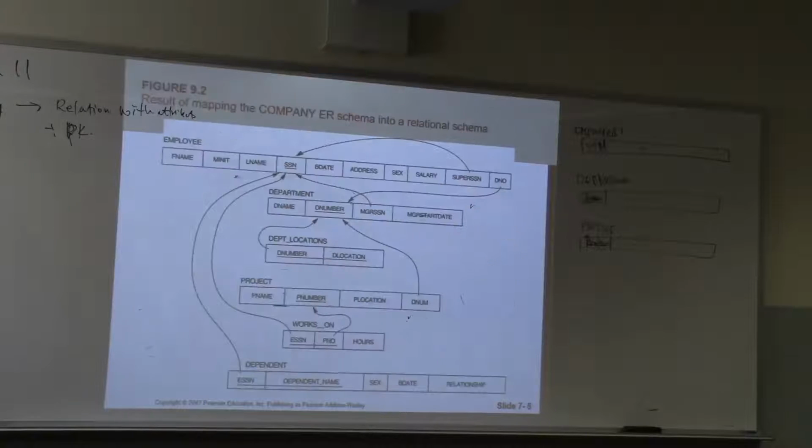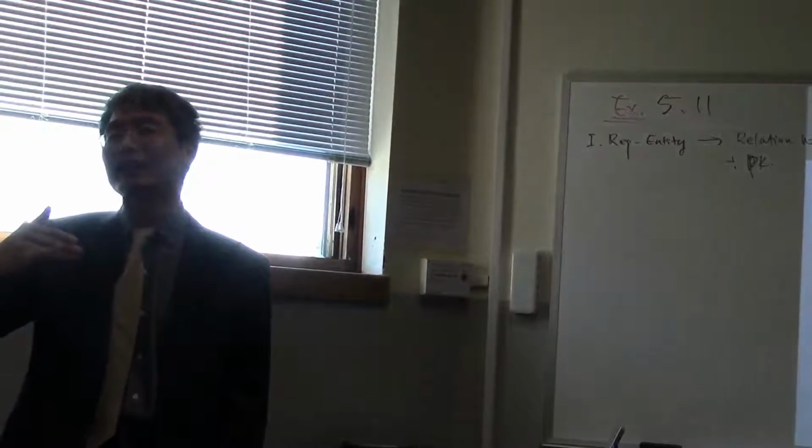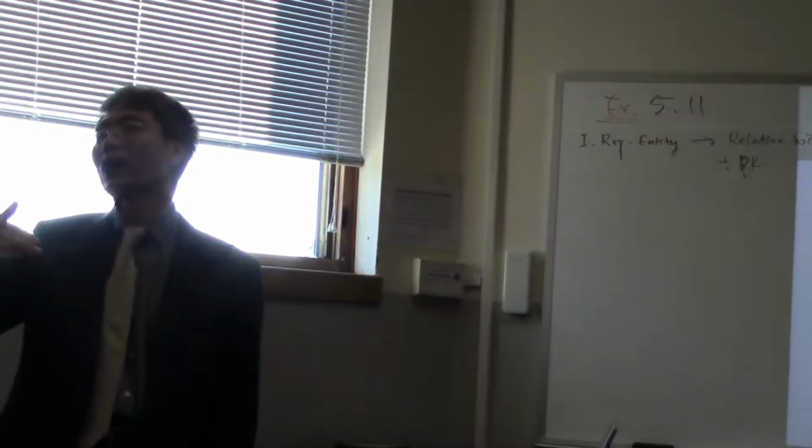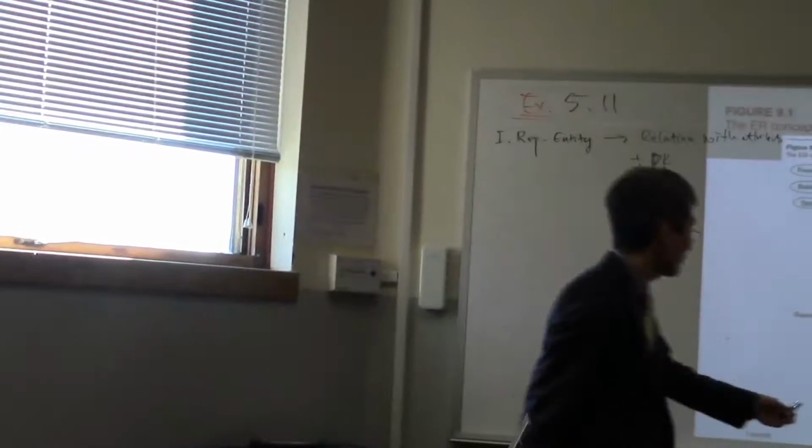Weak entity, as you can see, there is one weak entity, dependent. What is a weak entity? It doesn't have a primary key. Primary key is used in the relational model. A weak entity has a partial key or no key attribute. So in this case, the name is the partial key.